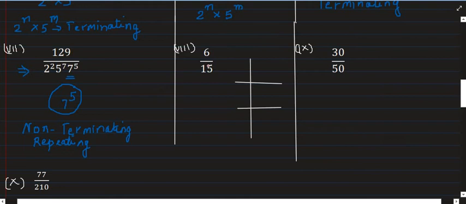In the next one, it's given 6 by 15. If we prime factor the numerator, it will be 2 times 3. The denominator will be 3 times 5. We can cancel out 3 here. So it will be 2 by 5, which is already in the lowest form, and so the denominator is in the form of 5 raised to the power n. So it will have a terminating decimal expansion.